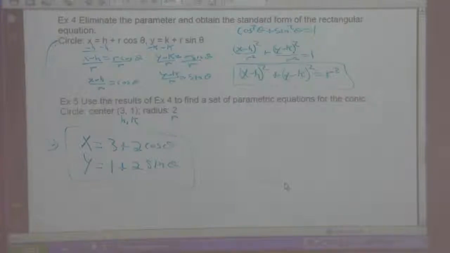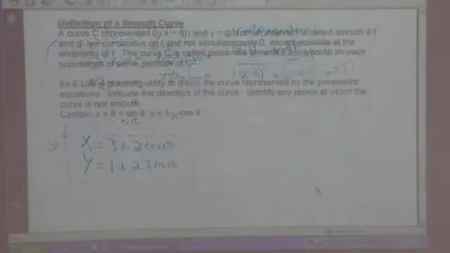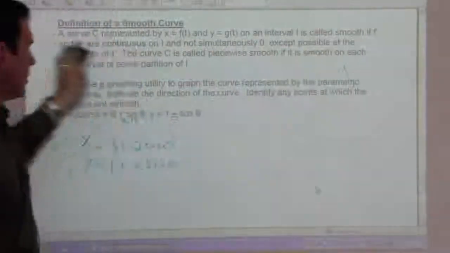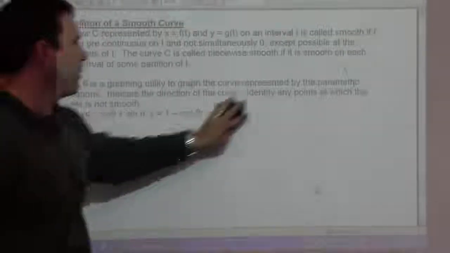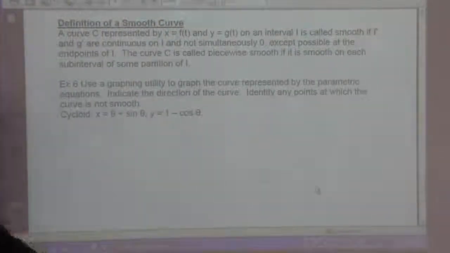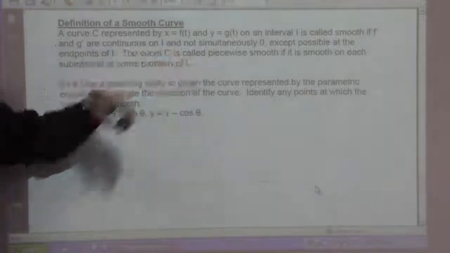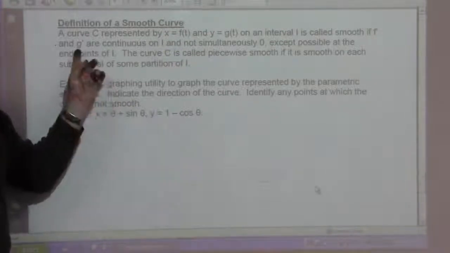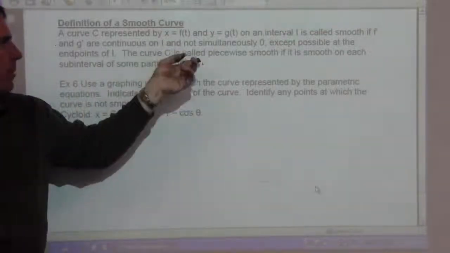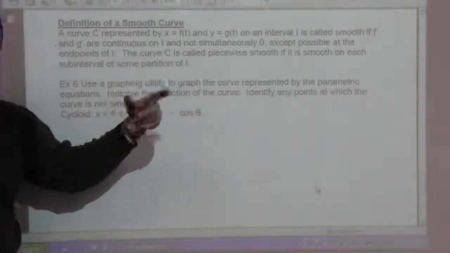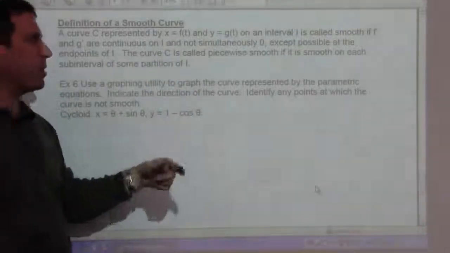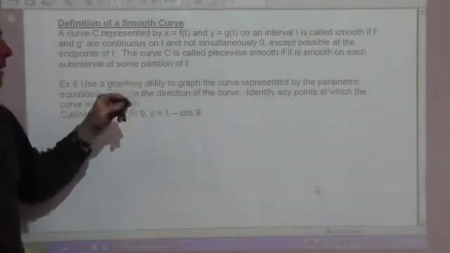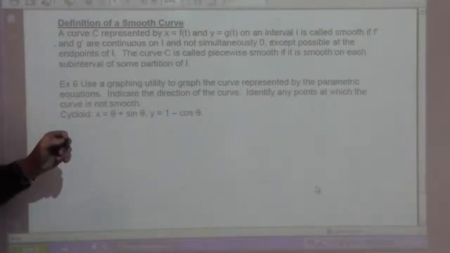Let's go on to the last page, our last problem. A smooth curve. We alluded to it a couple examples ago. The definition: a curve C represented by x equals f of t and y equals g of t on an interval I is called smooth if f prime and g prime are continuous on I and not simultaneously 0, except possibly at the endpoints of I. So we had the case where one curve was simultaneously 0 at 0, pi, 2 pi, and so on. The curve C is called piecewise smooth if it is smooth on each subinterval of some partition of I.